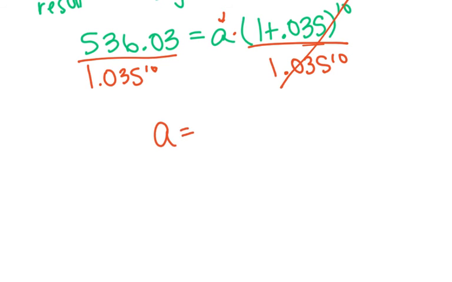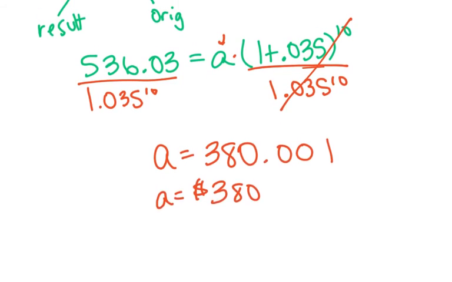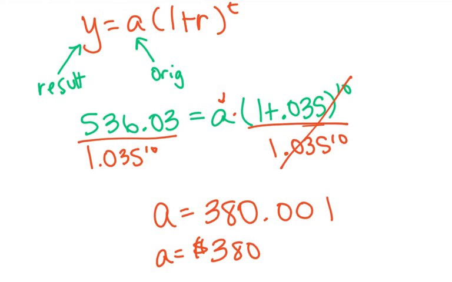What I got, if you haven't gotten your answer yet, pause the video, get your own answer. Okay, what I got is 380.001. So if I'm rounding that for money, it's going to be $380. So that's how much Vaughn started with when he began his investment, $380, and now it's grown to $536.03. So that's one way to do this problem.